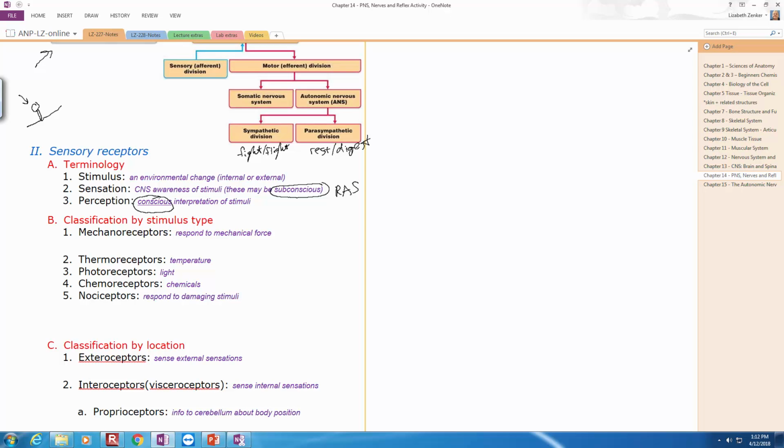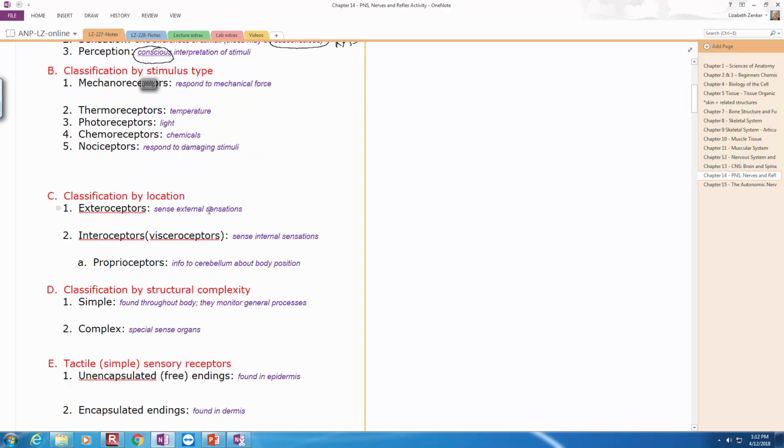And let's see, classification by stimulus types. So we have classified by what turns the receptor on or by what the receptor is designed to respond to, because we said they're very specific. So we're going to go through a couple of these specific stimuli. We have things called mechanoreceptors. They respond to mechanical force. And so what we mean by that is, I used the term mechanical deformation before.